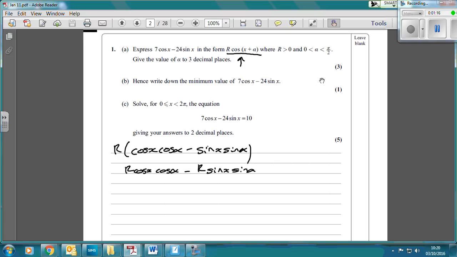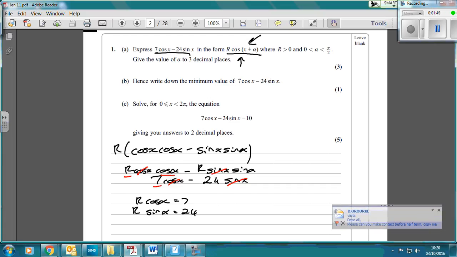Now what we've got to do is write this in this format. So if we write underneath 7 cos x minus 24 sin x, and then compare them, if we get rid of the cos x's, then this 7 must equal r cos alpha. So the first thing to do is write down that r cos alpha equals 7. Similarly with this one, if we get rid of the sin x's, we've got r sin alpha equals 24.